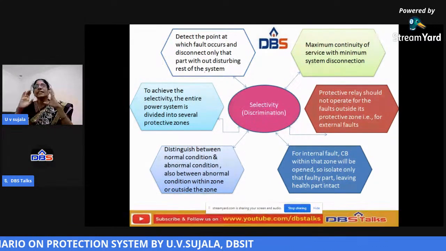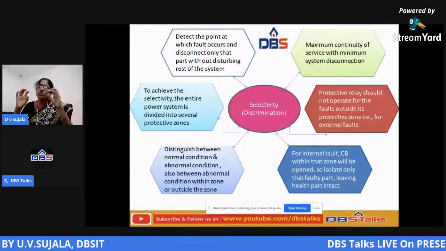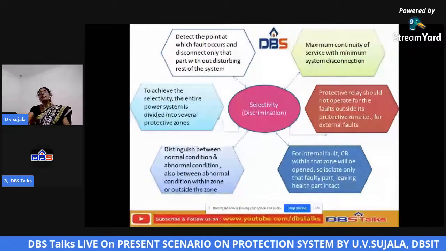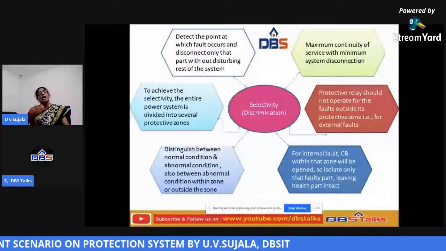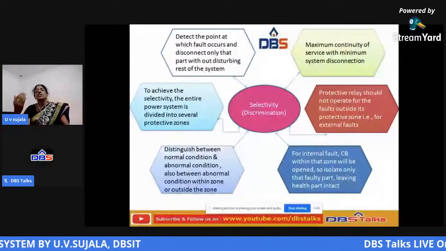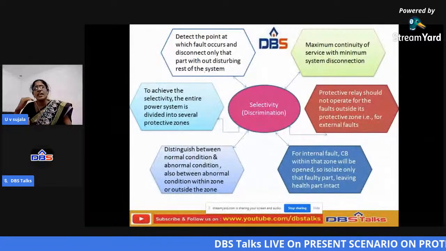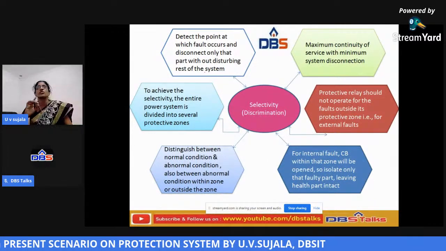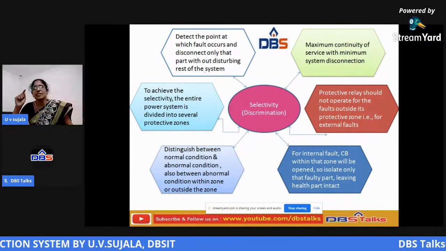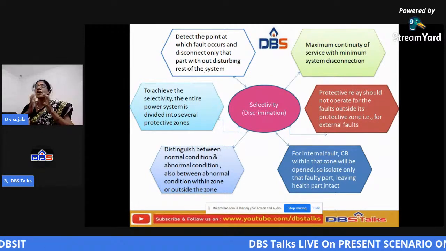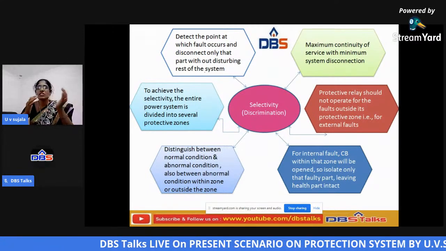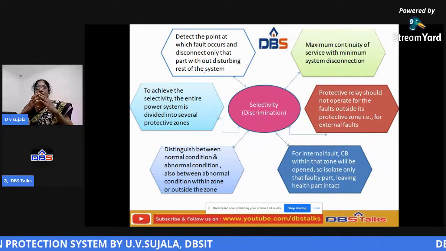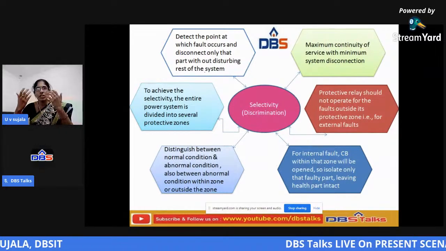The entire power system must be divided into several protective zones, because for generation there is a generator protective zone, and there are transmission and distribution protection zones. Every part must have a protective zone. Within the protective zones there is primary protection. If it does not rectify the fault, then you go to the backup protection. There is also overvoltage protection. So many protection techniques must be there.